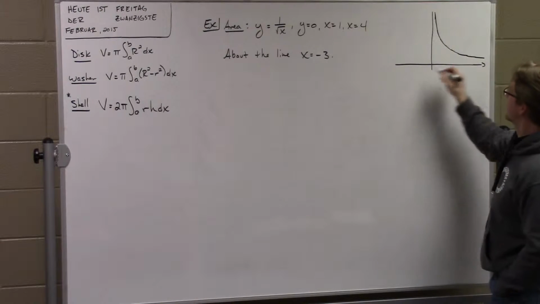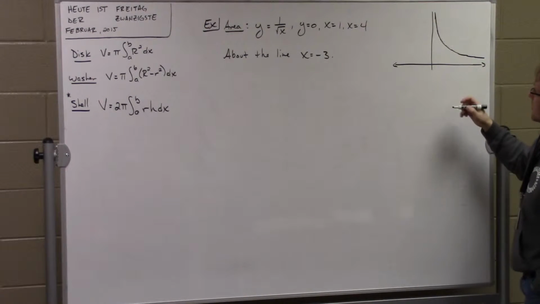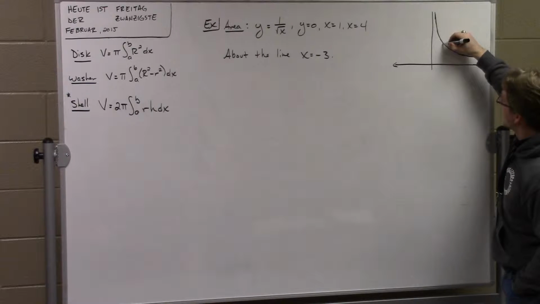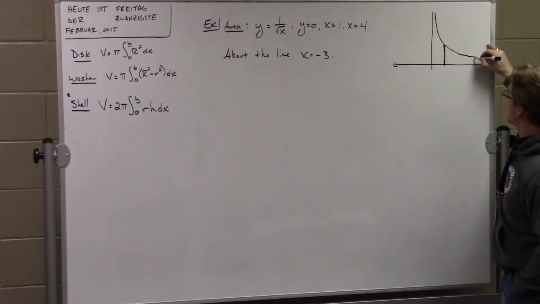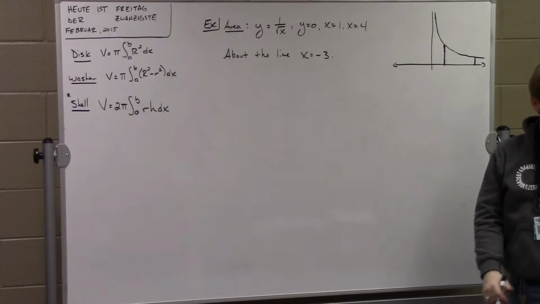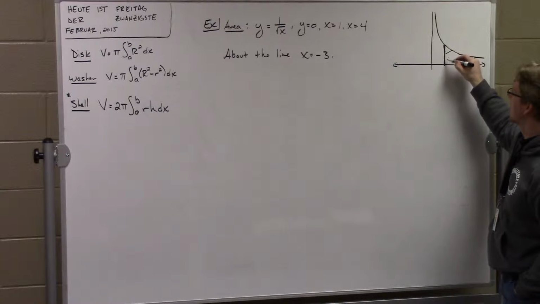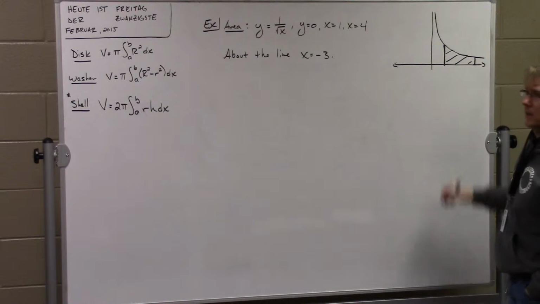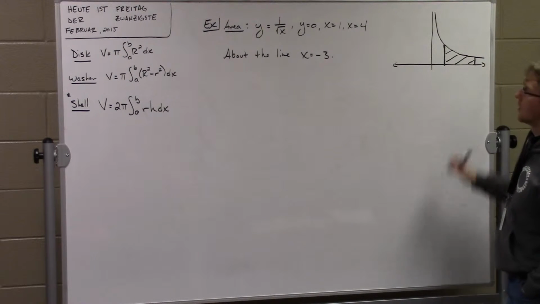The y-axis is here. I'm sorry, the x-axis is here, y equals 0. The line x equals 1, somewhere along in there. Okay, next, x equals 4. Question? Yes. With 1 over x, is that something like what we see in infinite area?